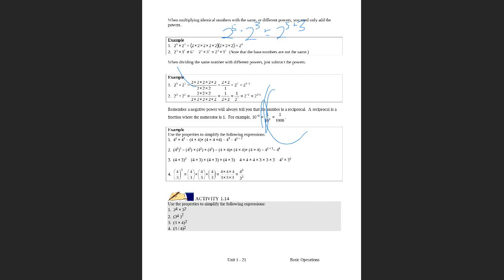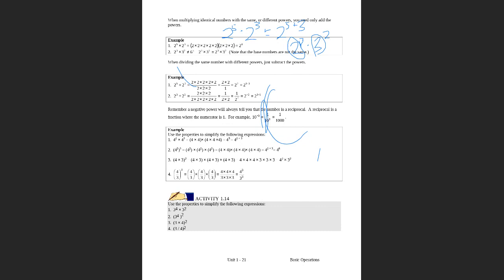Let's look at the second one. You have 2 exponent 3 times 3 exponent 2. Here, the laws of indices will not work because the bases are not the same. The laws of exponents are not going to work here.